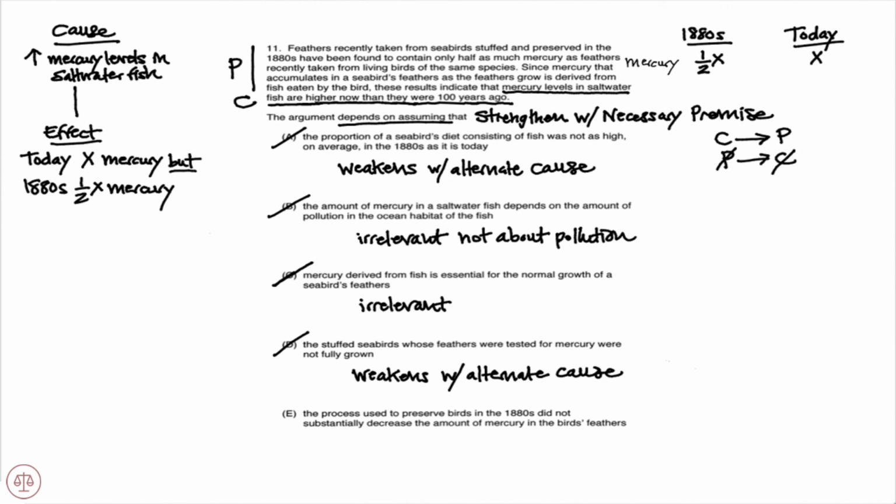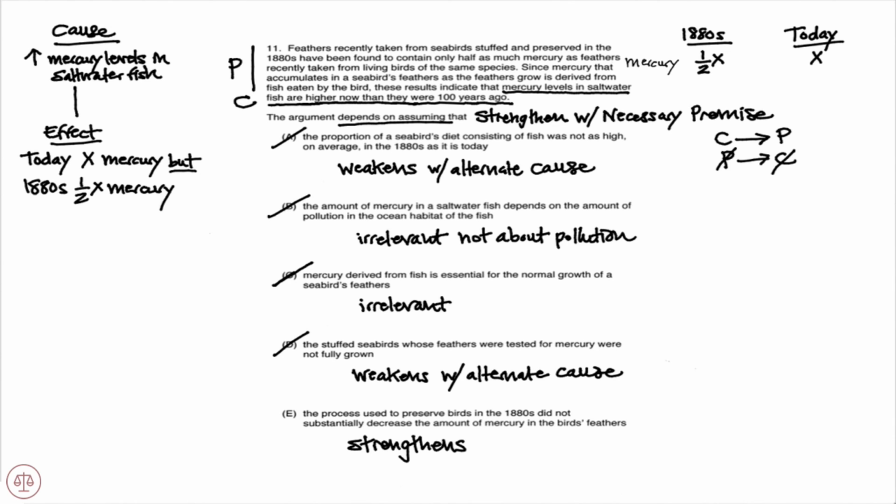Which brings us, by process of elimination, to E, which clearly must be the correct answer. The process used to preserve birds in the 1880s did not substantially decrease the amount of mercury in the bird's feathers, and you notice that clearly strengthens this argument. If the process used to preserve the birds did not substantially decrease the amount of mercury, well, that rules out a possible alternate cause, that this process decreased the mercury, which strengthens the argument that it's the higher levels of mercury in today's fish.